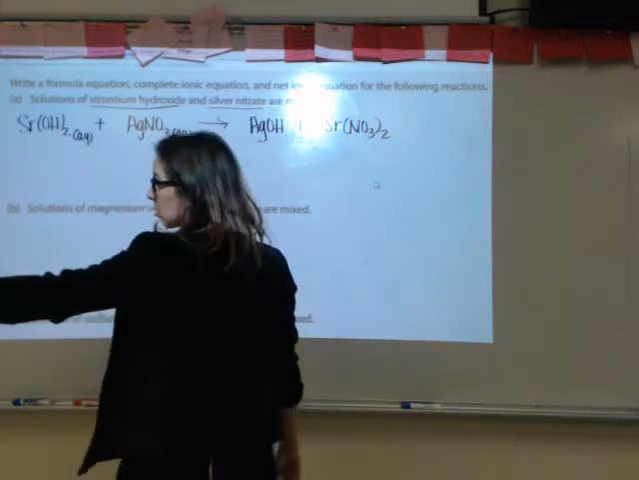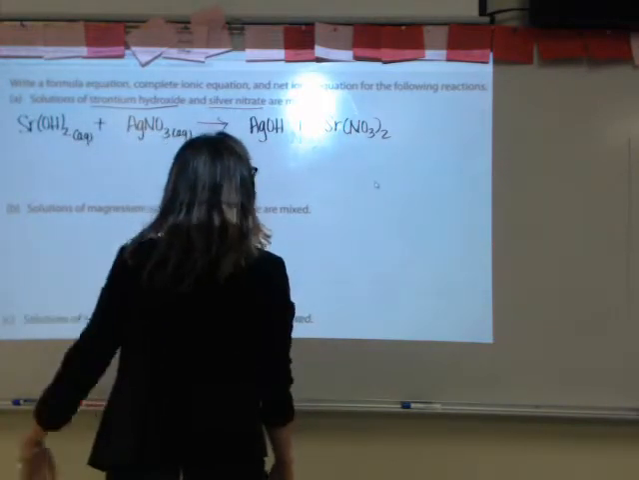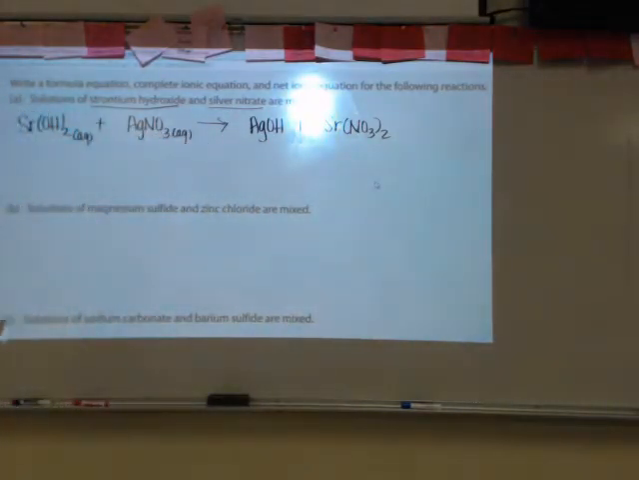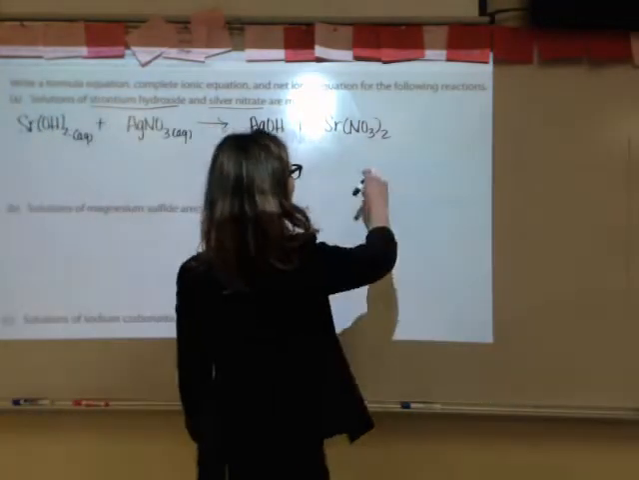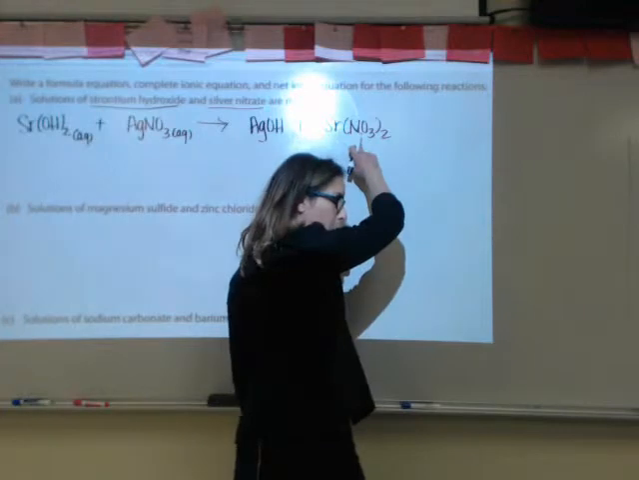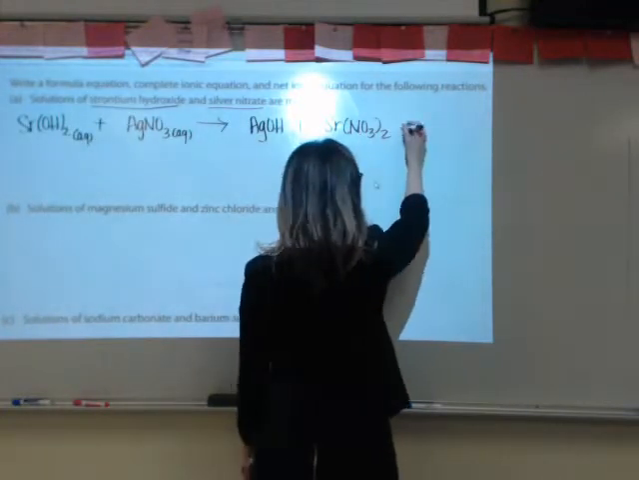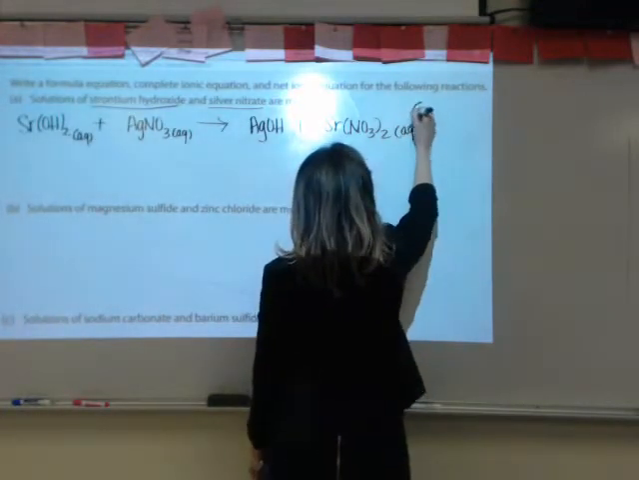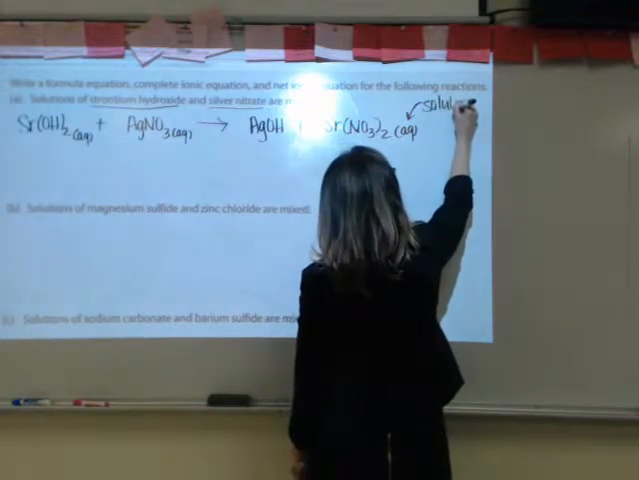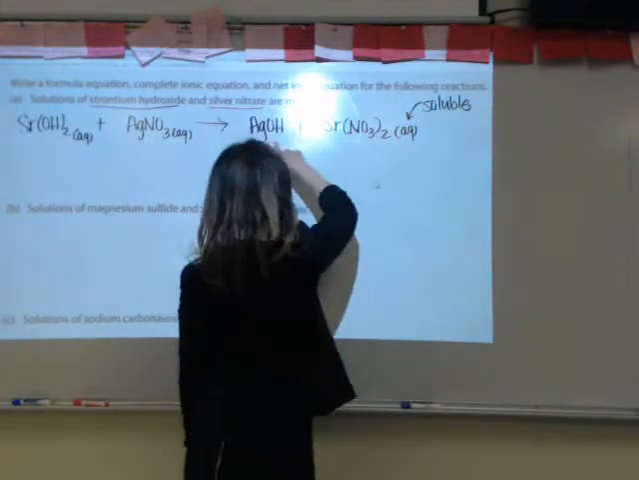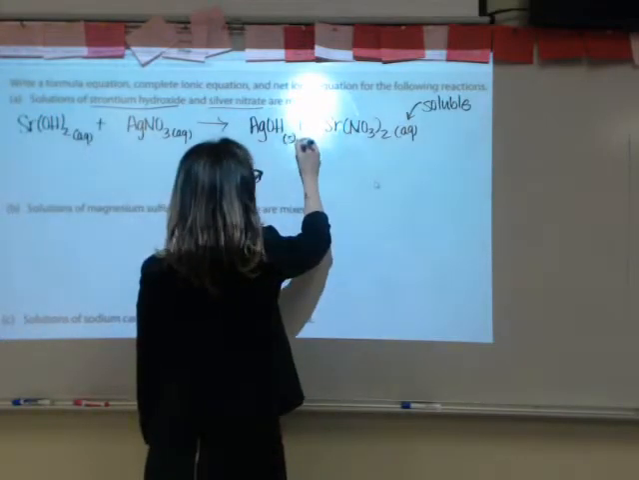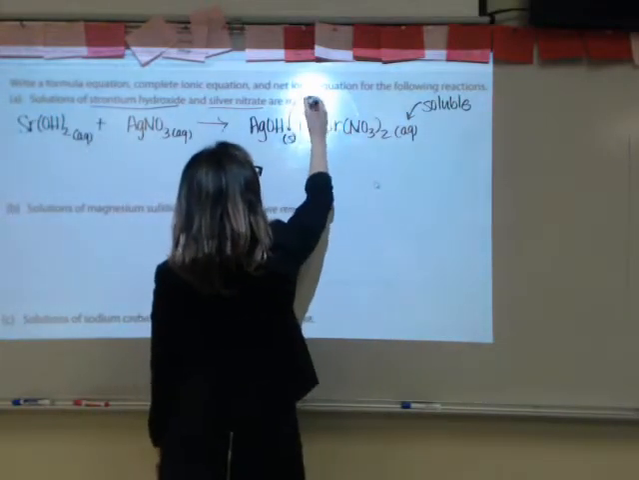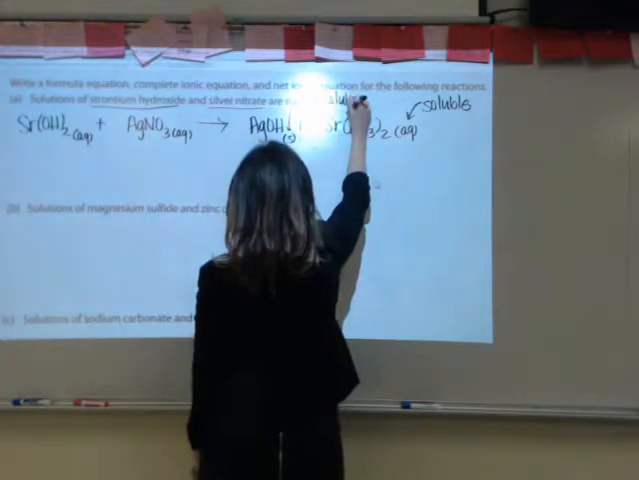AQ where? Yeah, aren't all nitrates soluble in water? So this would be AQ. How about the silver hydroxide? This is a solid because it has low solubility. Do I have everybody so far?